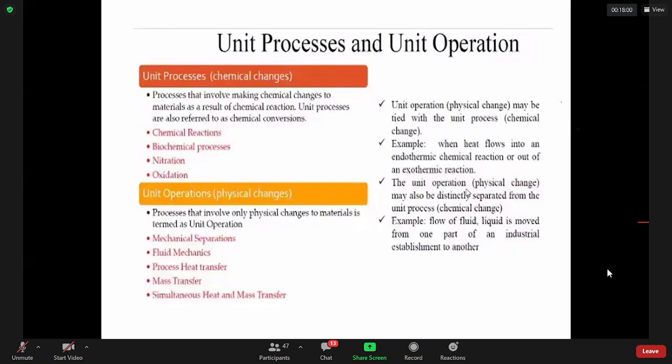The unit operation may also be distinctly separated from a unit process. So one unit operation may occur, then later you can have a chemical change. For example, if you have flow of liquid, the liquid is moved from one part of an industrial establishment to another. In this case, you are moving the liquid from one point to another.